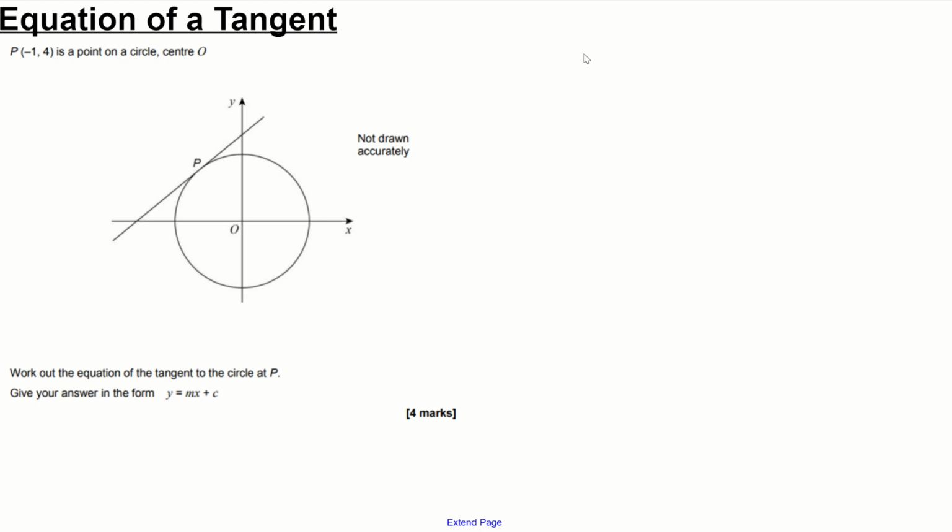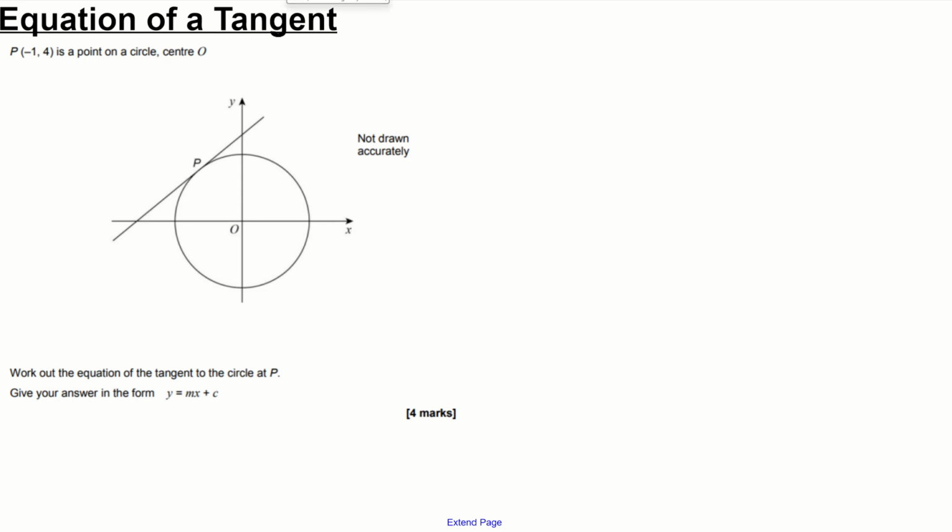Okay, so we have a question on equation of a tangent. These questions are found right at the very end of a GCSE maths paper. It could be on either calculator or non-calculator paper. So, first things first, you need an equation of a tangent.